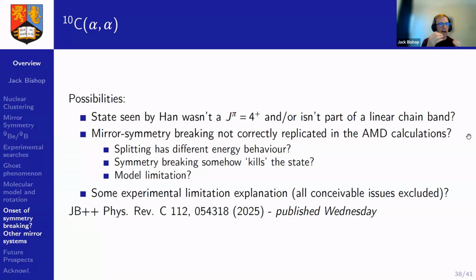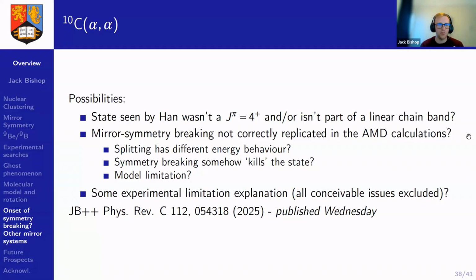So maybe somehow the splitting means that rather than going to slightly different energies, maybe they both jump way up in excitation energy and we're looking far too low in our energy system. Maybe somehow turning your 2 neutrons into 2 protons is somehow killing the state, and it's no longer a resonance in the mirror system. Maybe that's one option, or some other sort of model limitation.